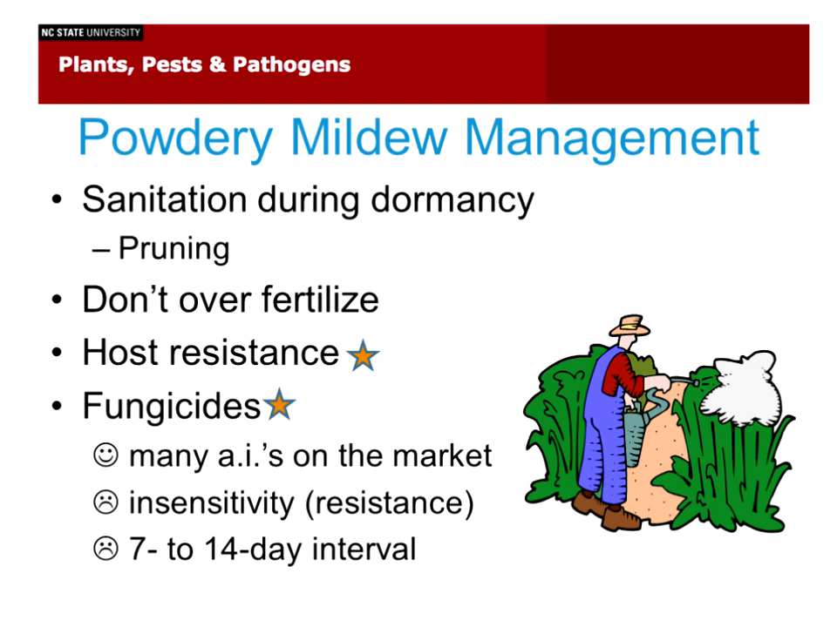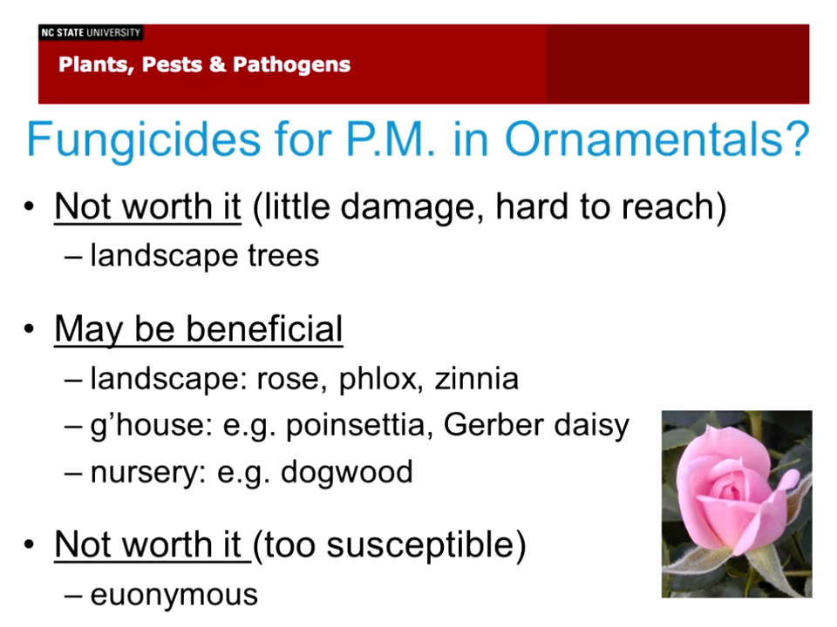Host resistance, finding resistant varieties, cultivars, and species is definitely the way to go, and you may need to use fungicides. The good news on that is there are a lot of active ingredients. The bad news is that the fungus tends to become insensitive or resistant to those fungicides after repeated use, and that you would have to be applying them on a fairly frequent interval to stay ahead of the fungus, 7 to 14 days depending on the product.